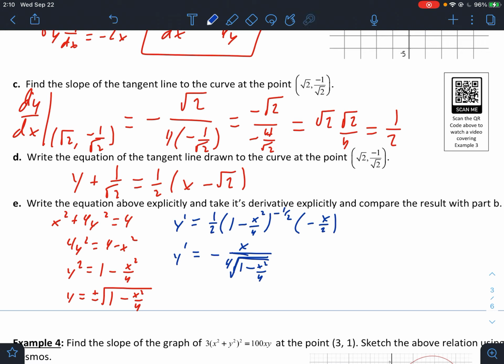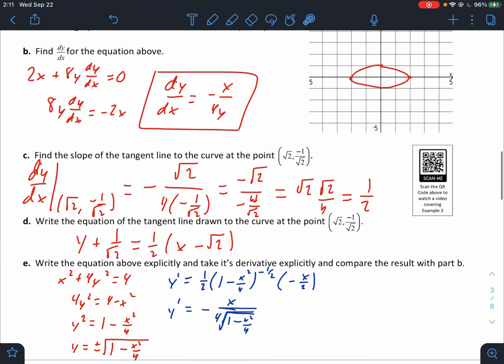If we put root 2 in for x here, the whole point of this is that we should get the same answer back. Okay, so if you put root 2 in for x here and here, we should get the same slope that we got before, which was 1/2. Okay? Sometimes it's easier to do these problems like we did part E. Sometimes it's easier to do these problems like we did part B. Okay, this problem obviously is much easier to do the way we did part B. But sometimes if it's really easy to solve for y, then you can go ahead and do it that way and then take the derivative explicitly like we've been doing.